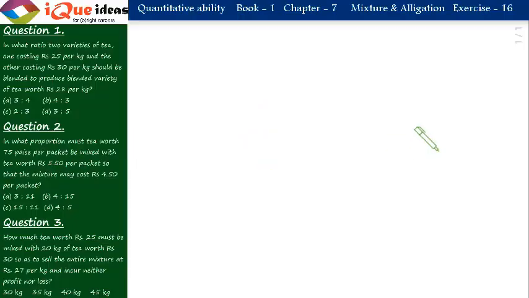Let's take questions from exercise 16. Question number 1. It says, in what ratio should two varieties of tea, one costing rupees 25 per kg and the other costing rupees 30 per kg, be blended to produce a blended variety of tea worth rupees 28 per kg? This is a simple question of the alligation method. So 25 and 30, their average should be 28.